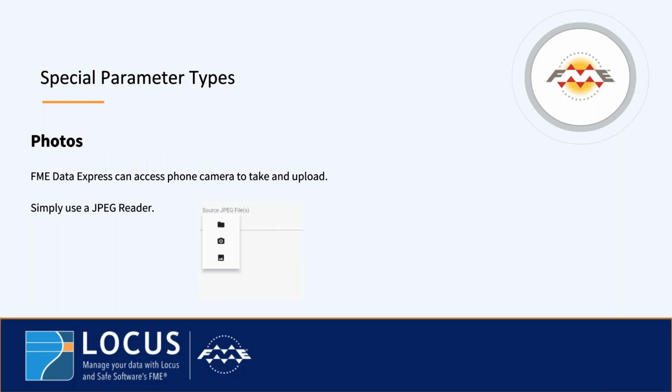And the final special parameter is if you want the user to be able to take a photo and submit that for upload, all you need to do is add a JPEG reader to your workspace, and FME Data Express will automatically pop up this pop-up list here and allow you to take a photo from the camera. So these parameters are all going to come in useful for an app I'm going to develop for next year.